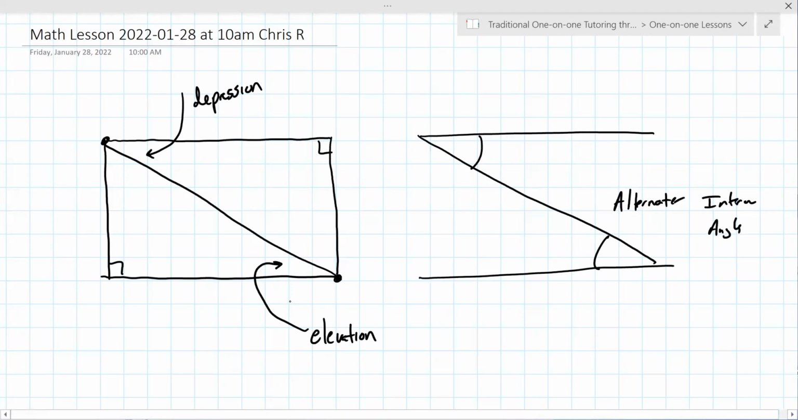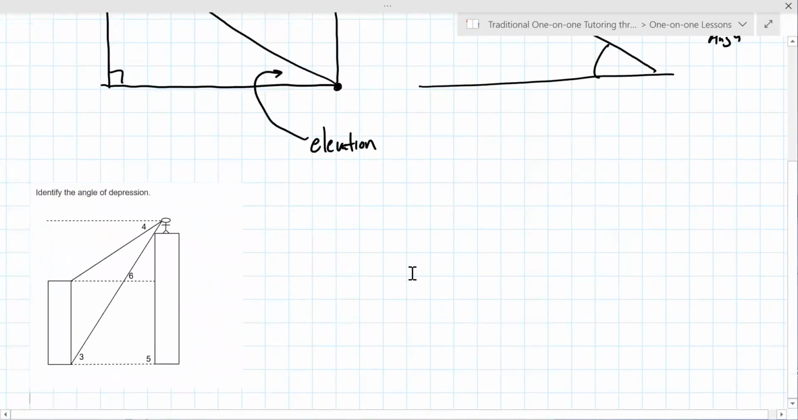Depression and elevation are the same thing, but they use different words for them for some reason. Usually depression is in the context of an airplane or looking down off a building. Elevation is like looking up. Okay, so we're going to start with question 1, which is asking you to decide which one is the angle of depression. So here is that triangle we're talking about. Which one is the angle of depression?